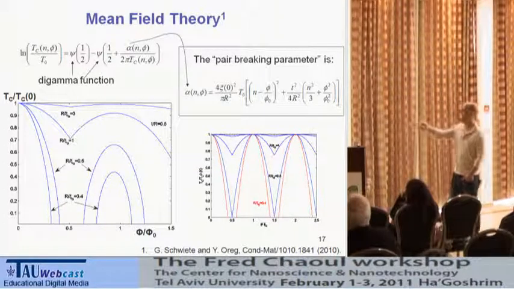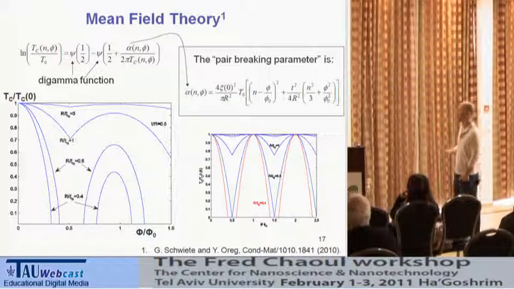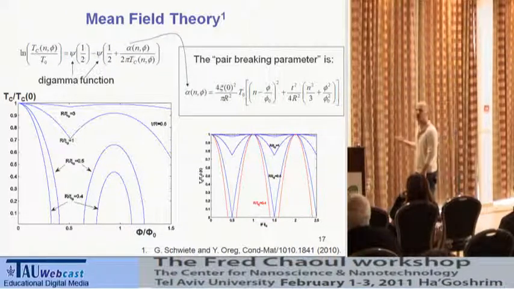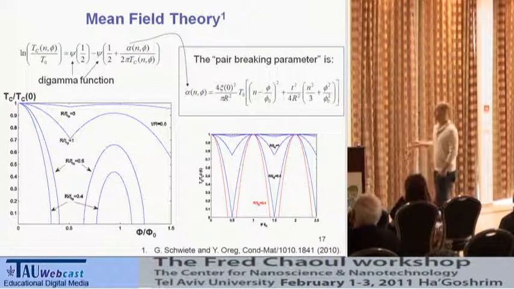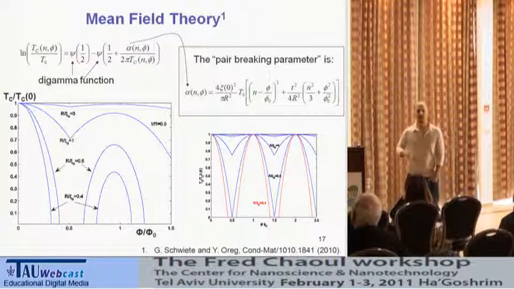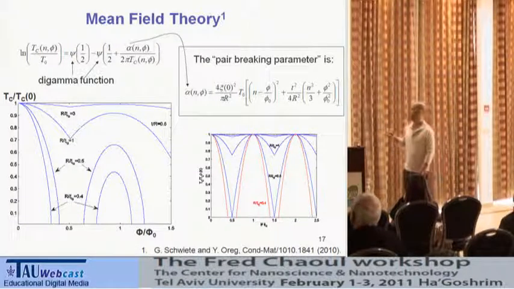So I plotted over here the critical temperature as a function of the flux for a few different cylinders with different sizes. This is the biggest one, a smaller one, and smaller ones. And you can see that at the end of the day, when the cylinder becomes small enough, the thickness plays a part. What does the thickness do?